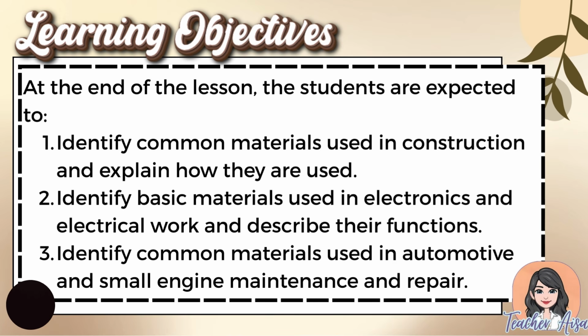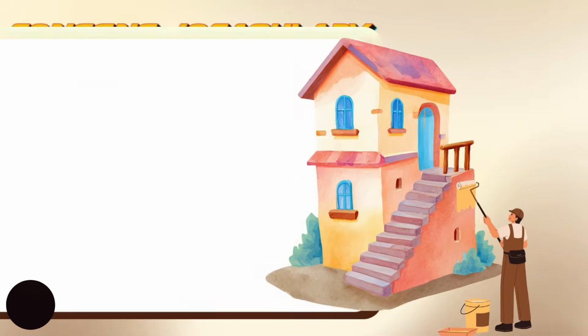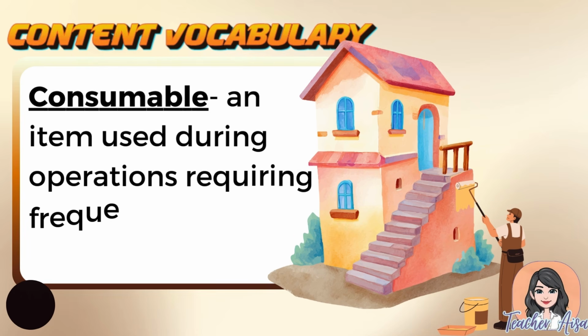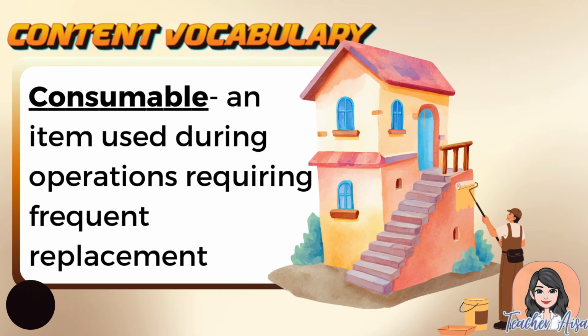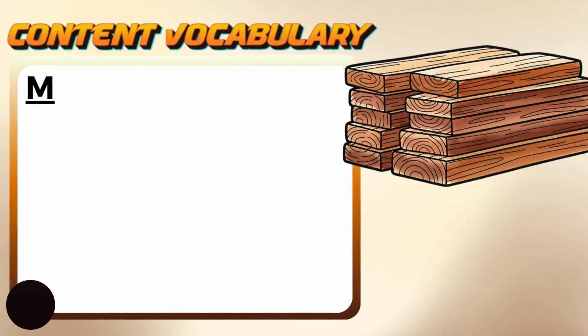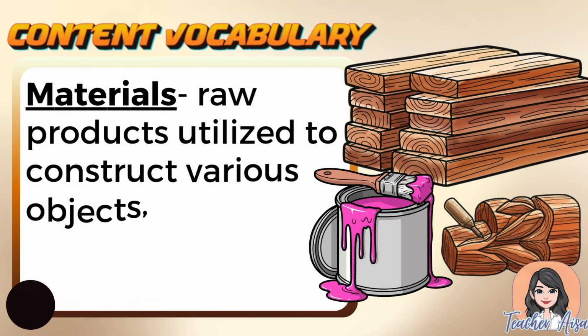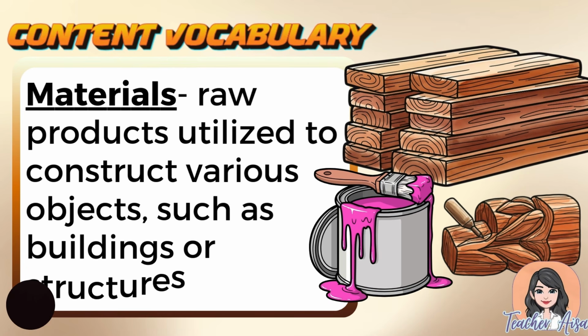For the content vocabulary, we have consumable. It is an item used during operations that requires frequent replacement. These materials are usually worn out, used up, or disposed of after use. They are different from tools, which can be used repeatedly. Materials are raw products used to create or build objects such as structures, furniture, or machines. They serve as the main components in construction and repair works.